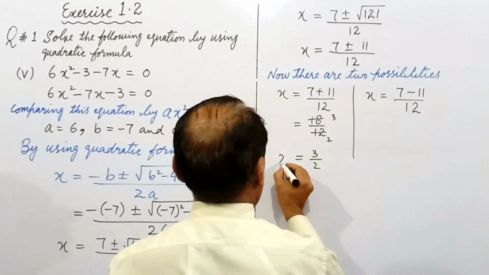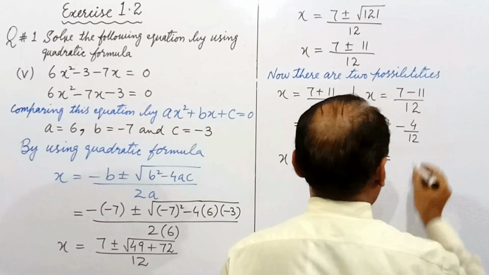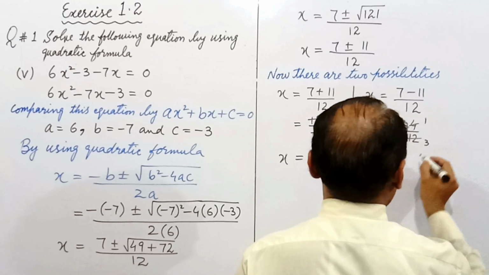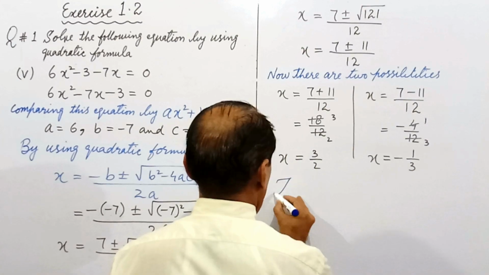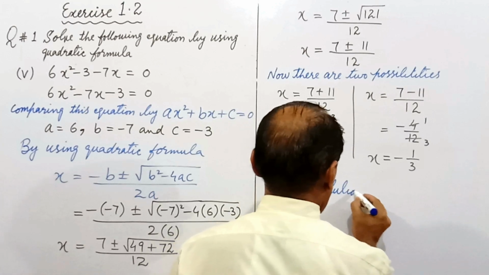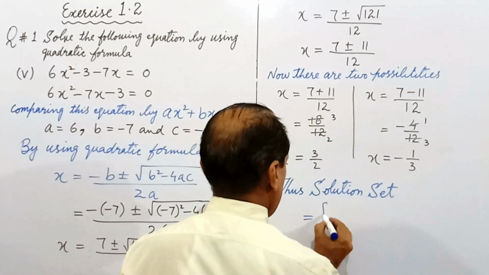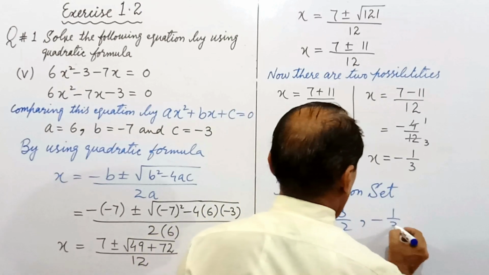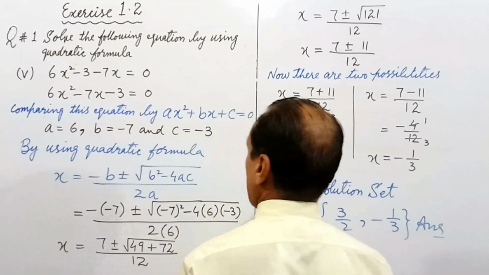We reduce to the shortest. 7 minus 11 is equal to minus 4 over 12. We reduce to the shortest form by dividing by 4. 4 1s are 4, 4 3s are 12. We have minus 1 over 3 as second root. Thus, solution set of the part 5 is 3 over 2 and minus 1 by 3. That's it for the part 5.